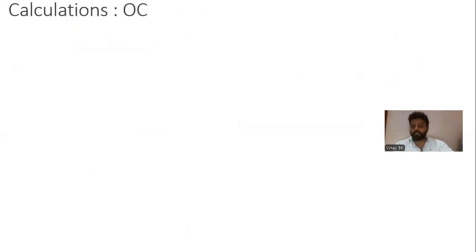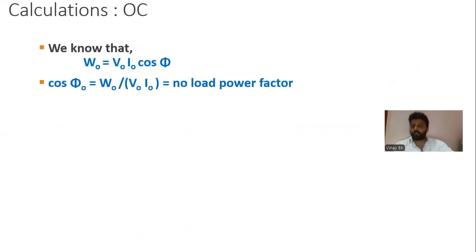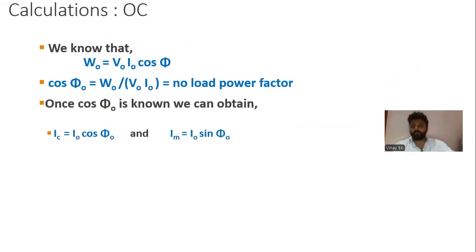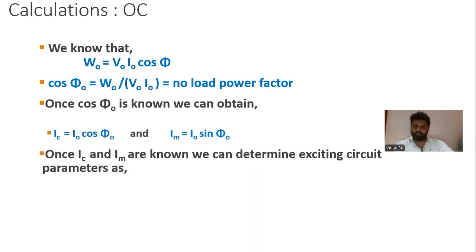Calculation with the help of the open circuit test: we get the values of W naught, V naught, I naught from the readings. With the help of that, you calculate cos phi naught, that is W naught divided by V naught into I naught. We can call that the no load power factor. Once cos phi naught is known, we can obtain IC given by I naught cos phi naught, and IM given by I naught sin phi naught.